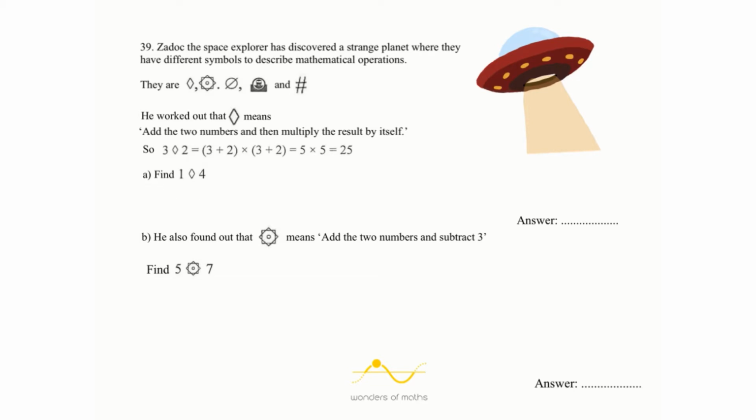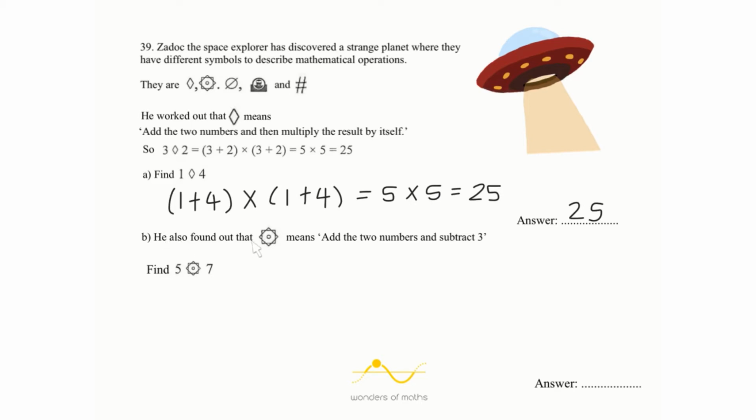So, for this part, what we need to do is add 1 plus 4 and multiply it by 1 plus 4, which is equal to 5 multiplied by 5, which gives you our final answer of 25.